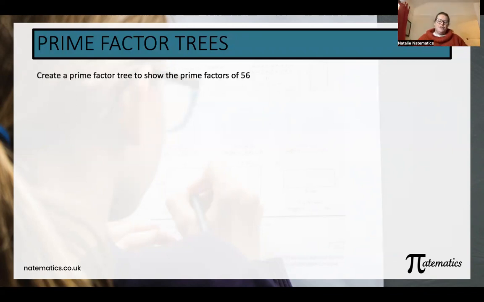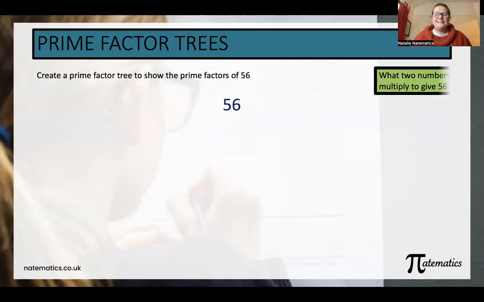So I'm going to try and keep these sessions quite short ones. This is where I'm going to show an example of how to create a prime factor tree to show the prime factors of 56. I always feel that actual worked examples tend to work better, especially when you haven't got a teacher there to adapt the learning for you. So if you're watching, you've got a real life example to work out what we do.